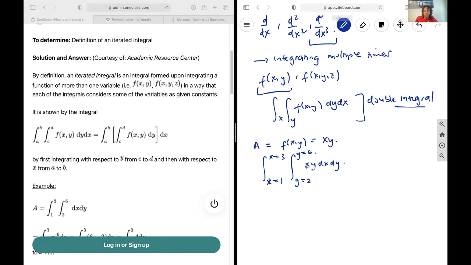Since we have xy, first you're going to treat the x term as a constant. If it was a constant, we know that the integral of a constant times f of x, dx, we can pull out that constant. That's exactly what we're going to do here. We're going to pull it out. So it becomes the integral from x equals 1 to x equals 3 of x multiplied by the integral from y equals 2 to y equals 6 of y dy dx. My apologies, you're supposed to say dy first because it's the first integral that you're taking, and then the dx.